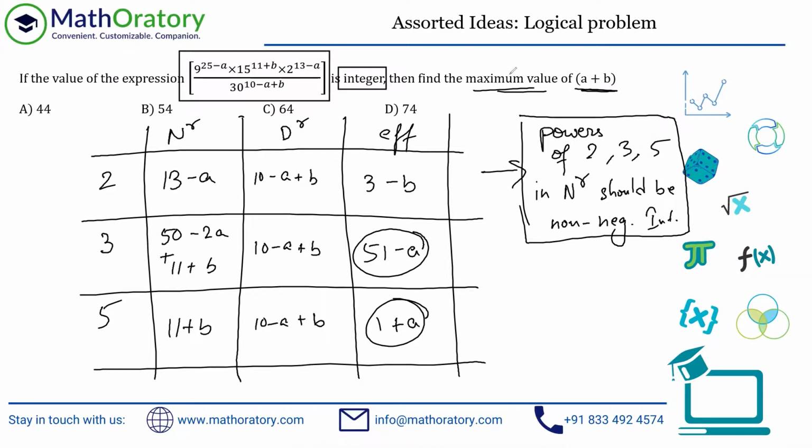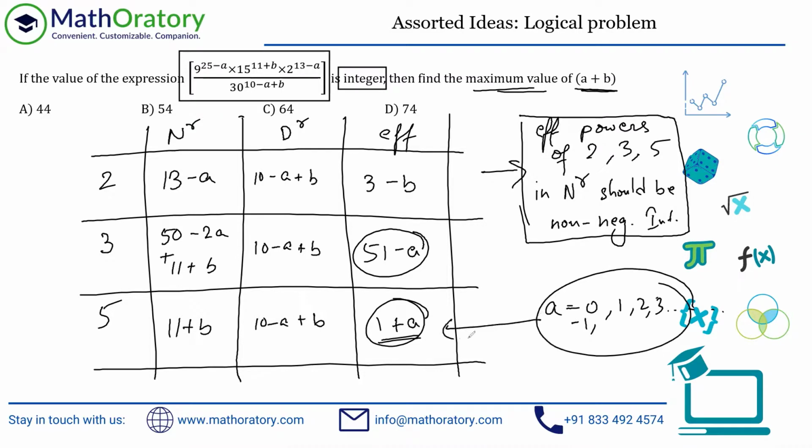So let me write this as, instead of powers, effective powers, because that is the same terminology I've used here. The effective powers of 2, 3, 5 in the numerator should be non-negative integers, isn't it? So this a plus 1 being a non-negative integer is not helping me at all, because a could be 0, 1, 2, 3, all of these, even minus 1, for example. In all these cases, a plus 1 is coming out to be a non-negative integer, right?